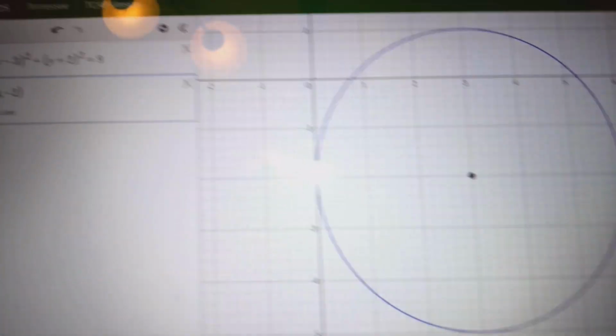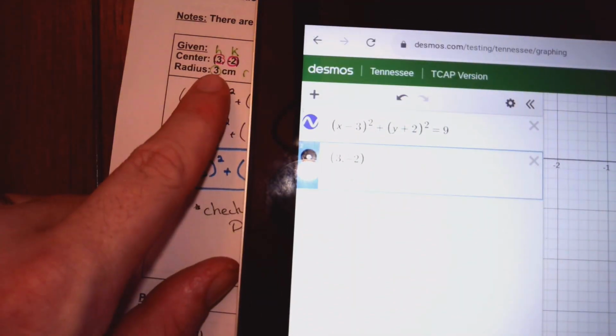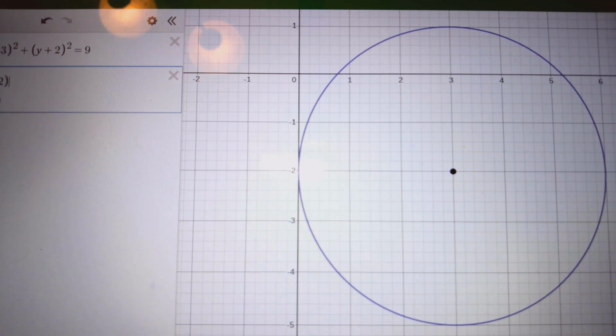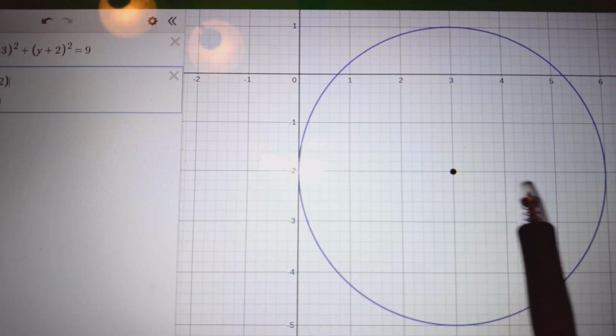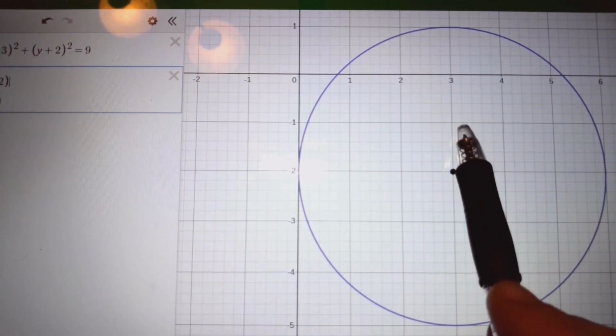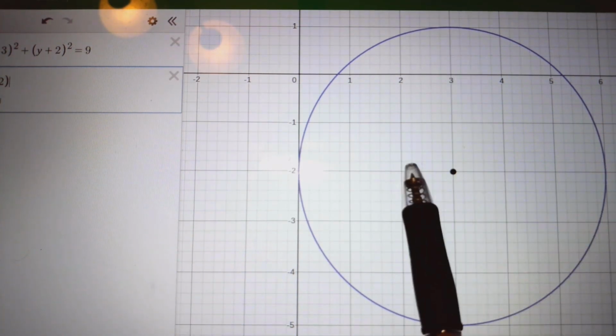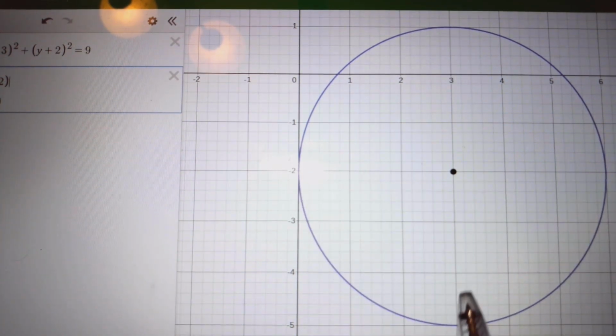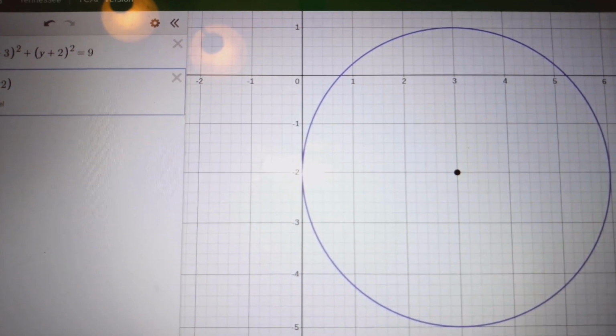And then I needed a radius of 3. So I can just count. 1, 2, 3. 1, 2, 3. 1, 2, 3. 1, 2, 3. So I feel confident that this is my circle. So that's how you do the first type.